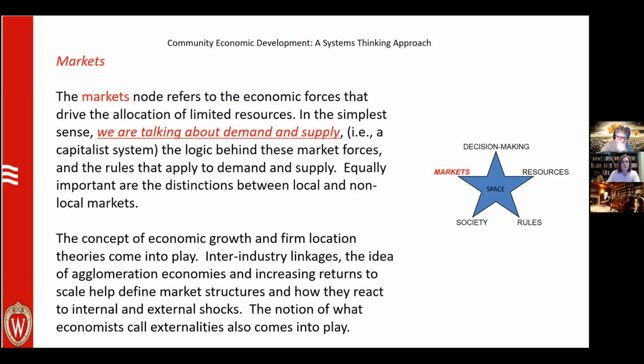One of the things that really comes into play here is the notions of growth theory and firm location theory, inter-industry linkages, things like agglomeration economies, internal and external economies of scale. So thinking about how the economy grows through a capitalist system helps us think through what's happening to the local economy. One of the things that we're struggling with in CCED right now is trying to come up with a way to measure what's going to be the economic impact of this COVID-19. And it's not easy to think through because there's so many moving pieces.